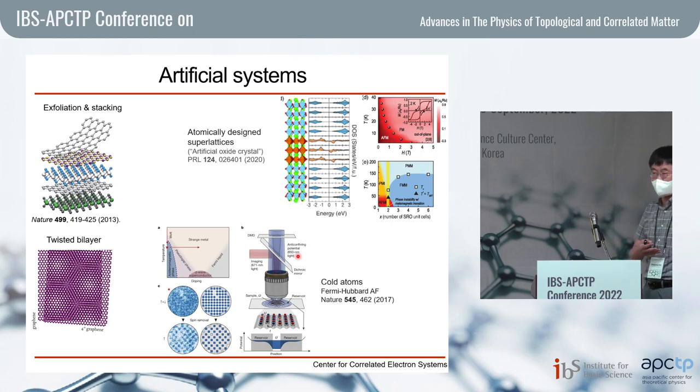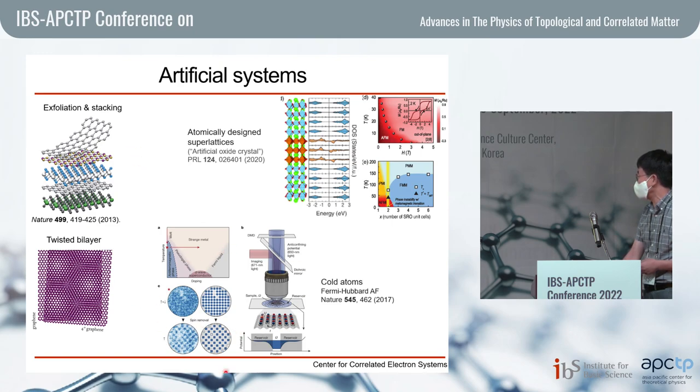So I'm an ARPES guy, and I used to just cleave and take ARPES data on single crystals. But these single crystals run out quickly, and you would like to have new systems with interesting properties. And that's what people actually do using 2D materials. They exfoliate and stack to produce new properties, and they also twist the bilayers and trilayers and all kinds of things. So that's one direction people are doing.